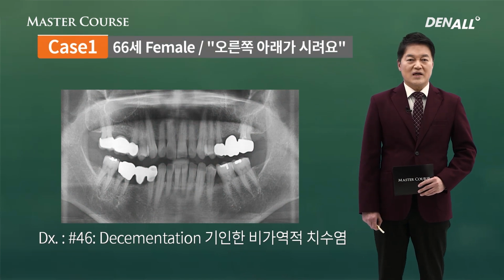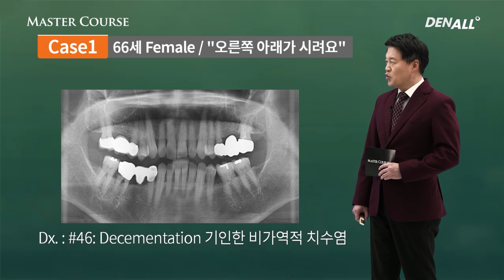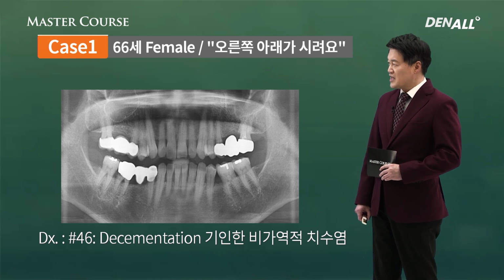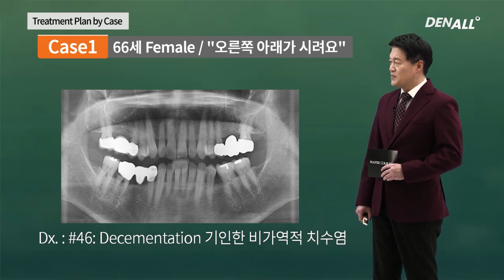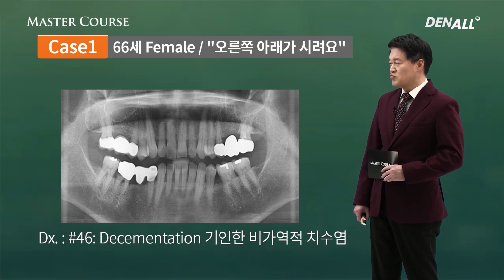Let's look at the first case. A 66-year-old female patient. She complained of discomfort in the lower right. As you can see on the X-ray, in the 3-unit bridge on number 46, there was irreversible pulpitis due to decementation.